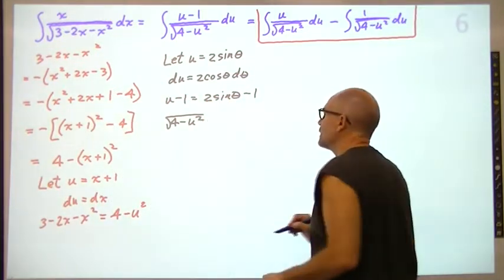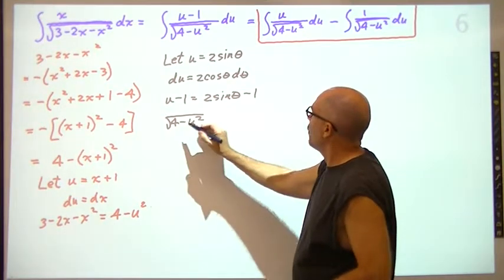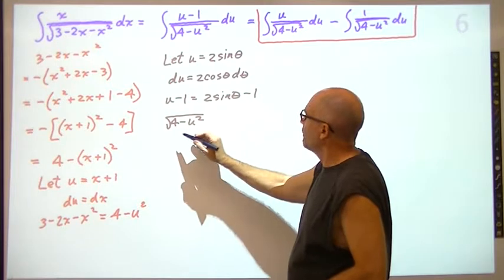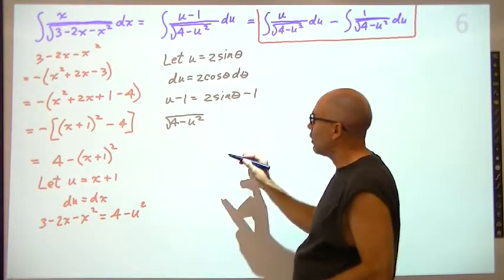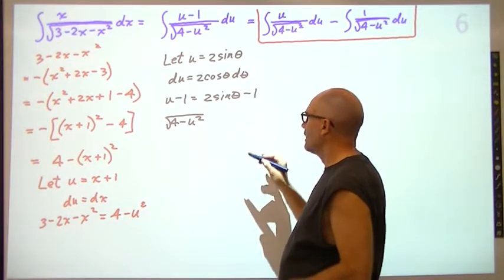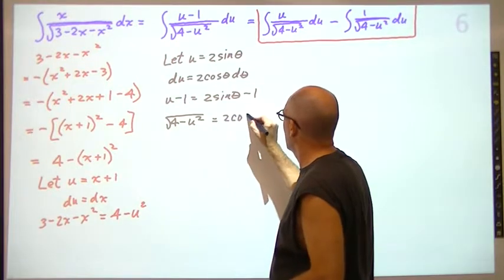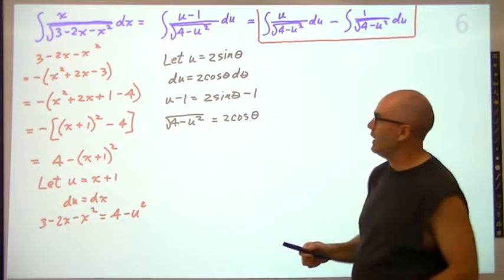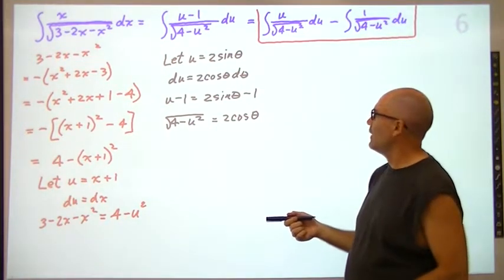Now notice, you can start doing this in your head here. You know it's going to be 4 minus 4 sine squared, which is going to be 4 times the quantity 1 minus sine squared, which is going to be 4 times the quantity cosine squared, which is going to be 2 cosine theta. Now, if you couldn't do that in your head at this point, then just practice some more and you'll be able to do it in your head eventually.